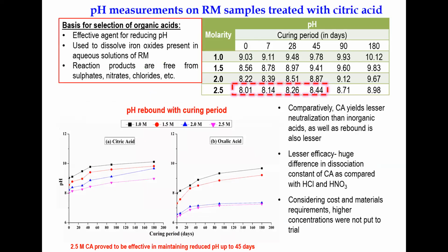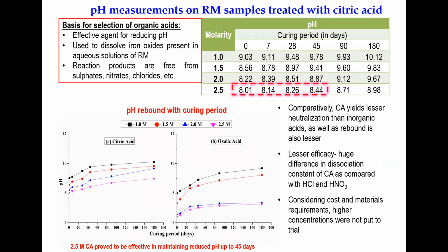Another important factor is that I have stabilized the red mud with a chemical additive. These are the pH results for different molarities of citric acid: 1 molar, 1.5 molar, 2 and 2.5 molar. We also measured the pH post stabilization, and incidentally, what we observed is that there is a rebound in pH. That means the pH is increasing post stabilization.